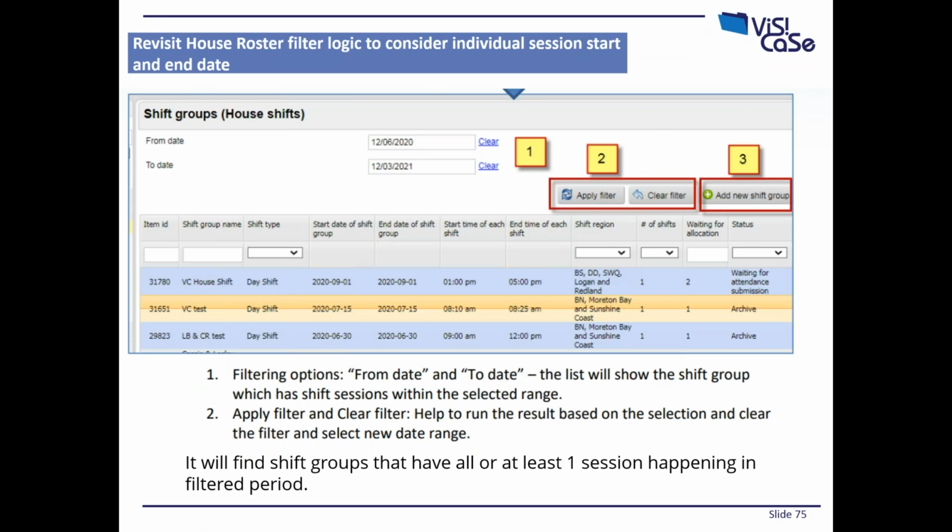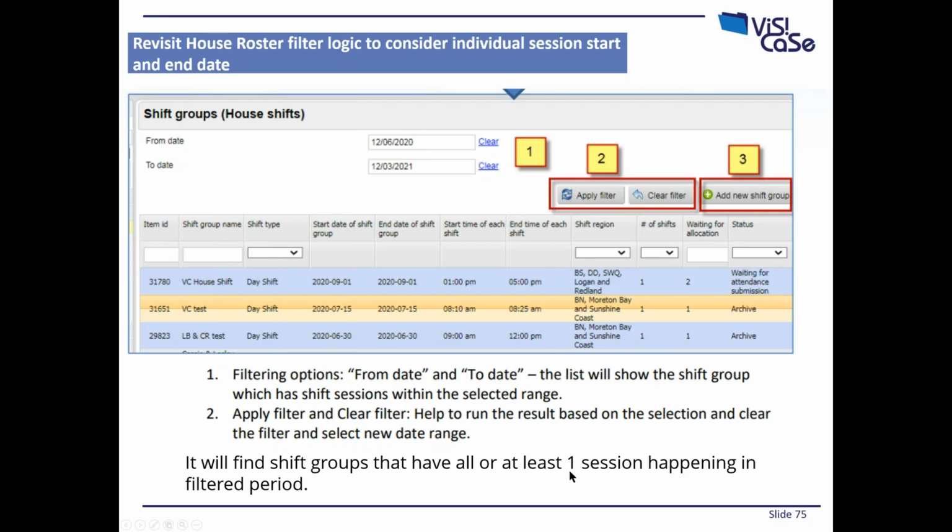We have revisited the house roster filters as well. The logic on this page is, if you are selecting a date range over here, it will find the shift groups that have all or at least one session happening in that filter period. For example, I'm selecting a period from 2020 to 2021, 12/6, 12/3. The system will check, even if there is only one session between that period, the shift group will come up over here on this page, because this is just showing the shift groups.